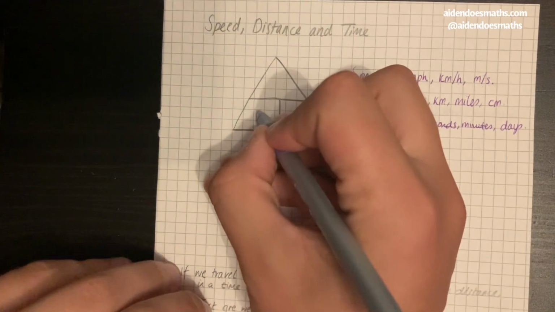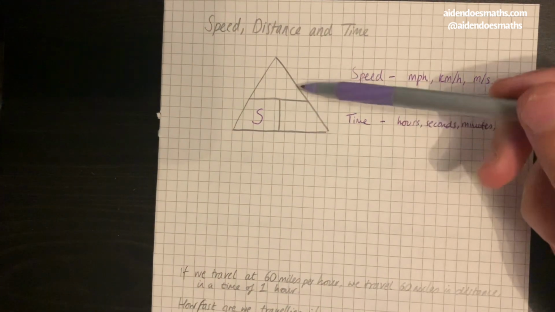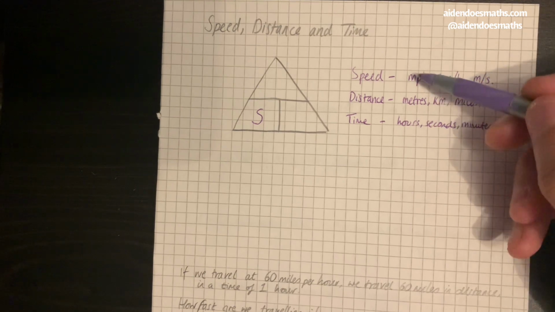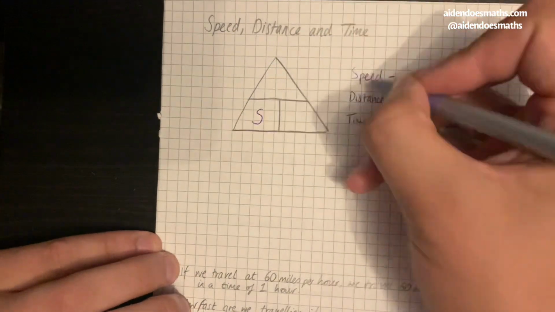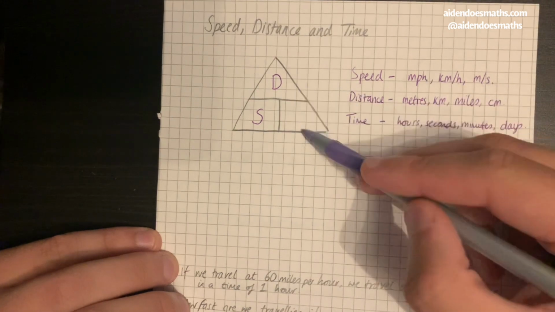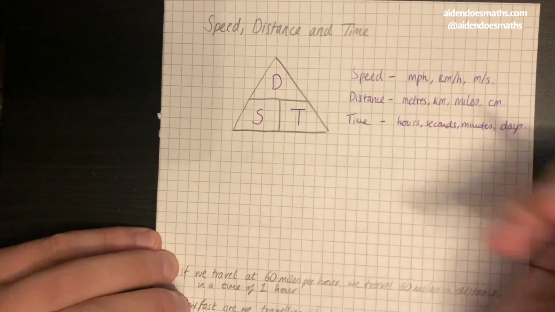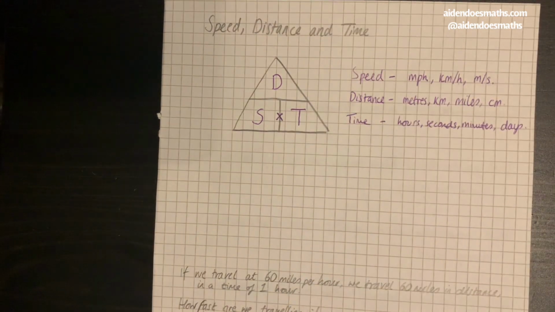If we put speed in the bottom left of this triangle, S for speed, we're thinking speed is miles per hour, kilometers per hour, meters per second. What that really means is miles divided by hours. Miles is our measurement of distance, so at the top of our triangle we put D for distance. Then the hours, our time unit, goes on the bottom along with time. And we can use this triangle to help us convert between speed, distance, and time.